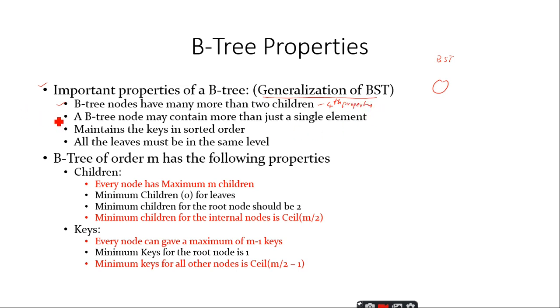Right. And the next point is a B tree node may contain more than just a single element. This property already we have discussed, right? So one node can have many key elements. One node can have many keys. That also we have discussed. And this property also we have discussed, that it maintains the keys in the sorted order. So whatever node you have and whatever keys you have inside that node, all the keys will be in the sorted manner, in the ascending order, right?